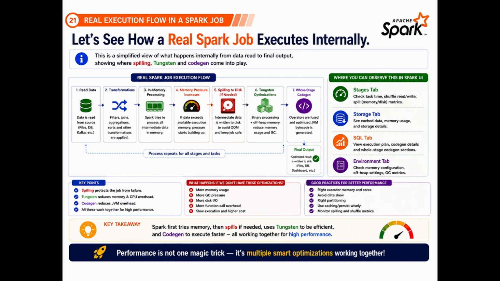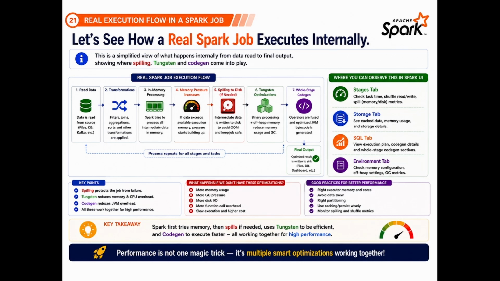Next, transformations begin. Filters. And this is where things get interesting. As intermediate data starts growing, execution memory begins to fill up. At first, Spark tries to keep everything in memory, because memory is the fastest place to process data. But if memory pressure becomes too high, Spark starts spilling some intermediate data to disk. Not because something went wrong, but because Spark is protecting the job from failure.